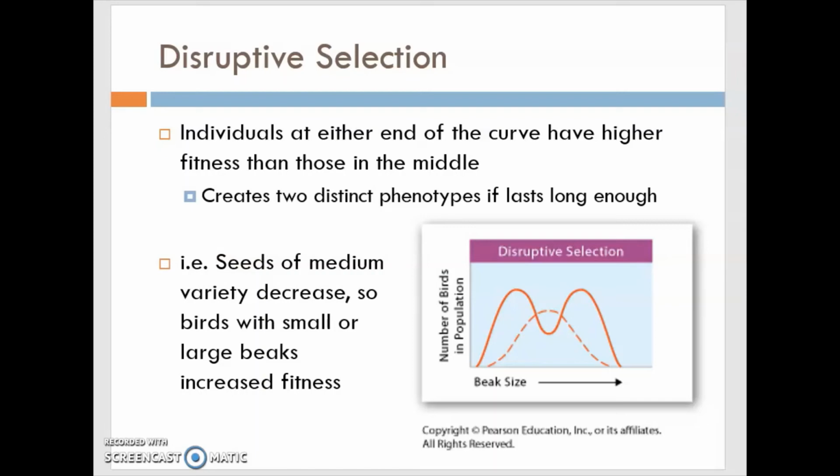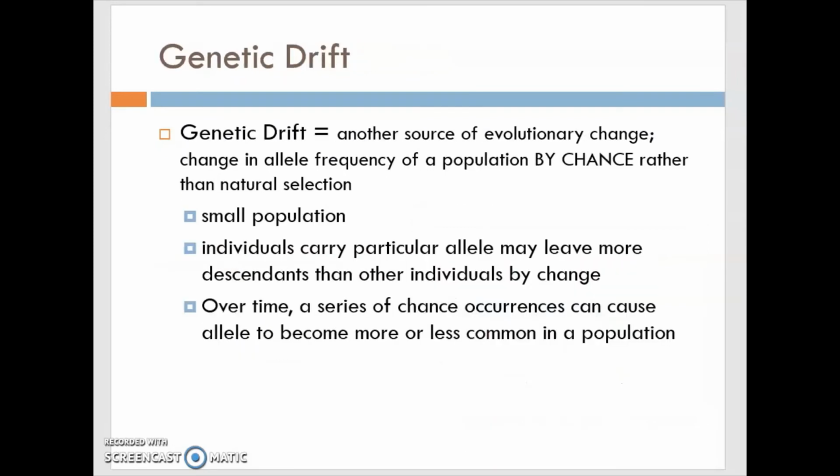The last thing we'll talk about is another type of evolution which isn't really dependent on traits. This is called genetic drift. It changes the allele frequency, but because of chance rather than natural selection. Genetic drift occurs whenever there's a small population. If certain individuals migrate outside of the population, so they leave, and then over time different occurrences happen, they can cause a certain allele to become more or less common in a population. There could also be environmental catastrophes, things like that, that contribute to genetic drift.